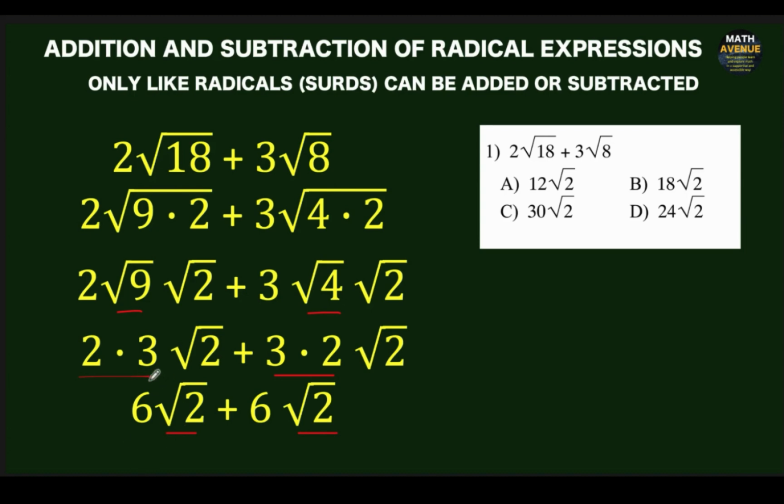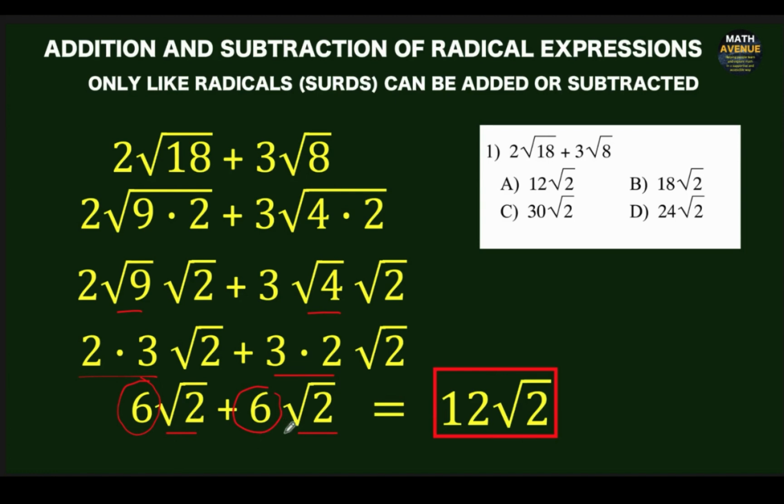So, all you have to do is add the numerical coefficient 6 and 6 here to get 12 copies of square root of 2. So think of this as 6 copies of square root of 2 plus another 6 copies of square root of 2 equals 12 copies of square root of 2. And that is now our answer, which is letter A.